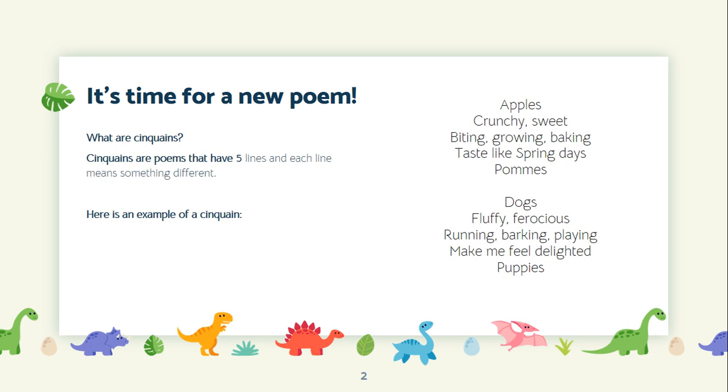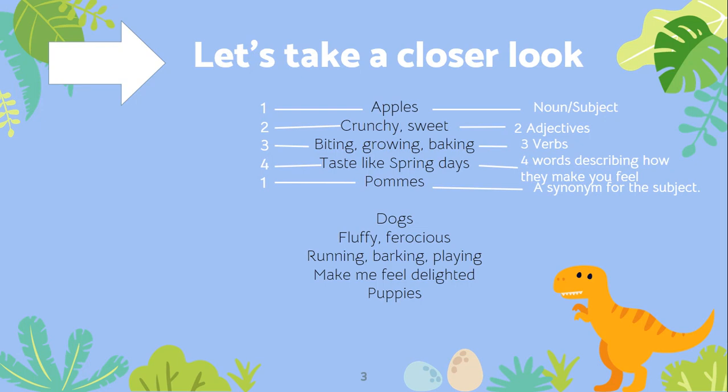So what do you think each line means? Well, let's take a look. So your first one, line 1, is basically what your poem is about. So it's normally a noun, because a noun is a person, place, or thing, remember. So the first line is your subject, or a noun. So in our first poem, it was apples. In our second poem, it was dogs, okay?